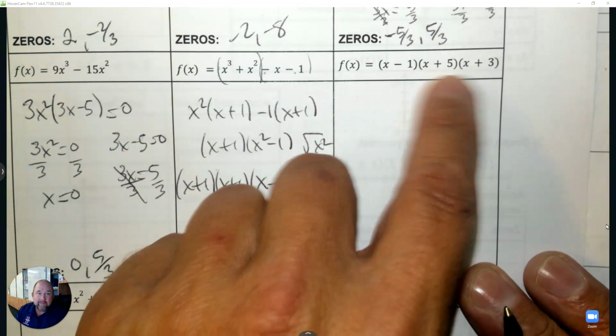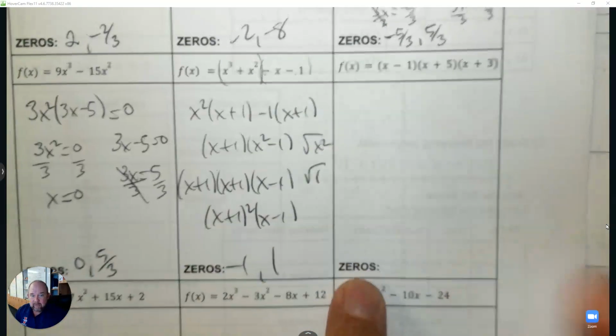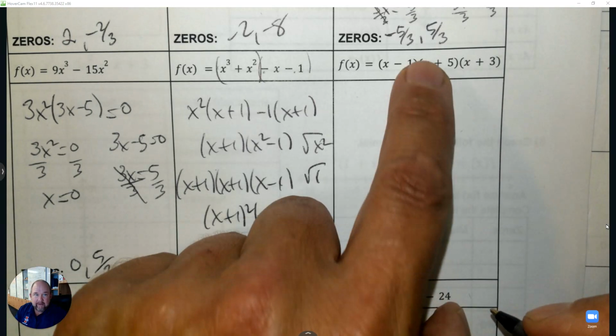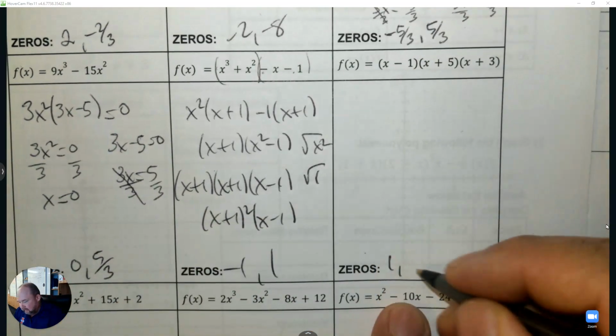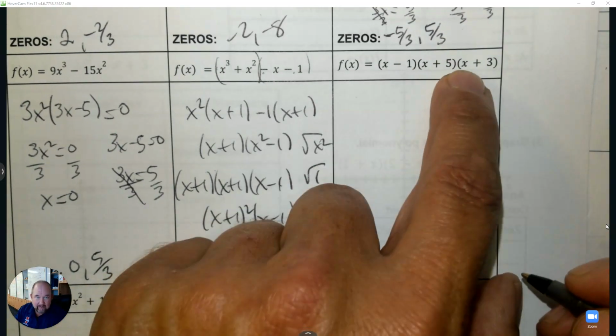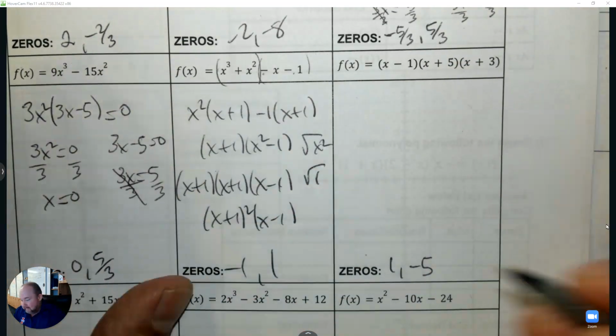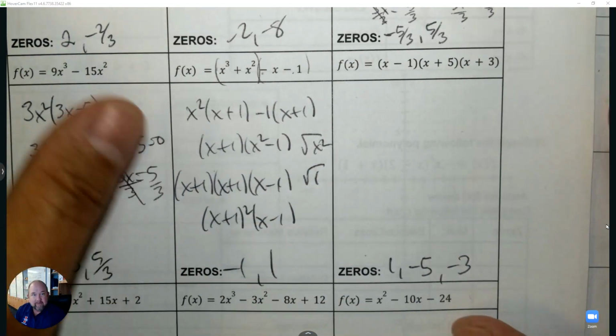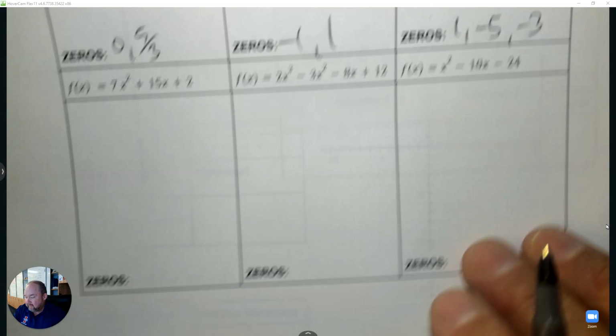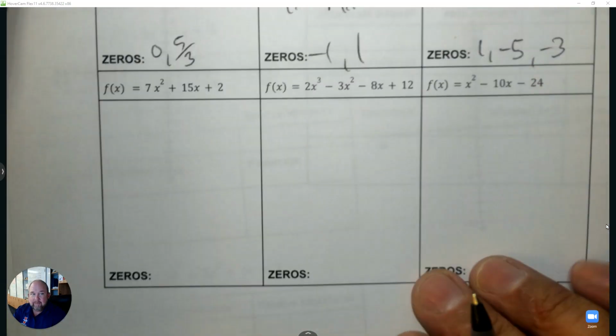All right, it's already factored. So the first factor, the 0 is 1. The next factor, the 0 is negative 5. And the last factor, the 0 is negative 3. Right? Take the gimme. Take the easy one. All right, let's keep practicing.